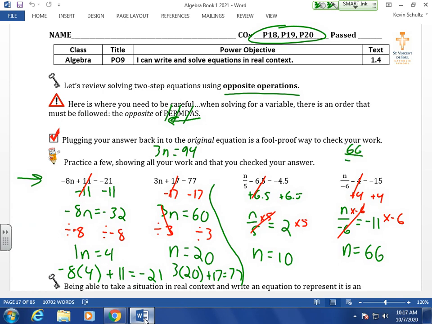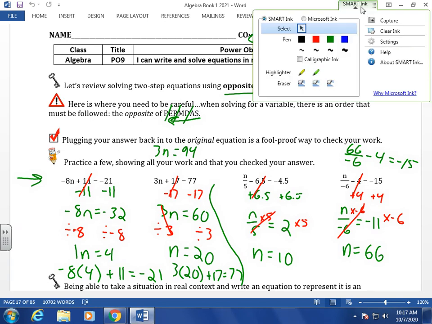66 divided by negative 6 minus 4 equals negative 15. Okay. Questions, comments, concerns, complaints, compliments, congratulations, or criticisms on that? Okay. Then we move on to word problems.